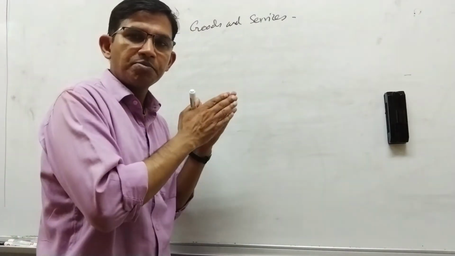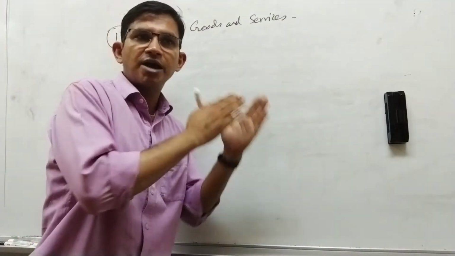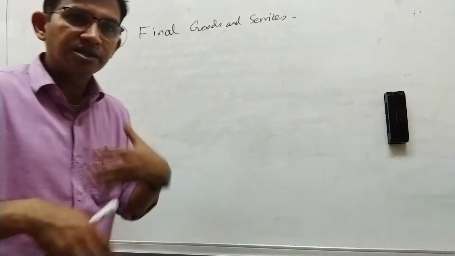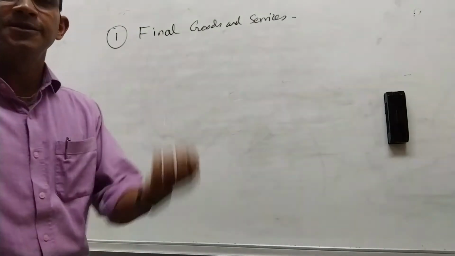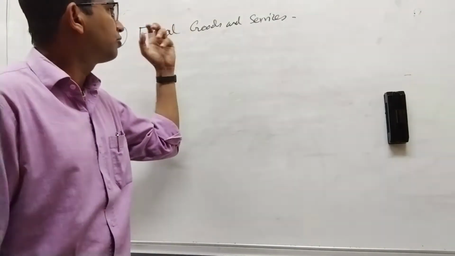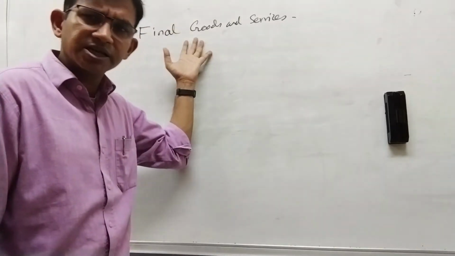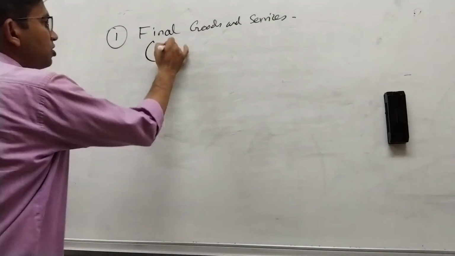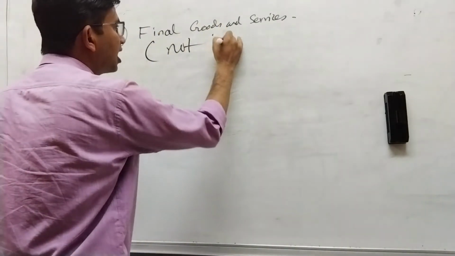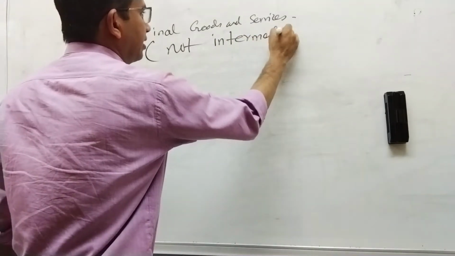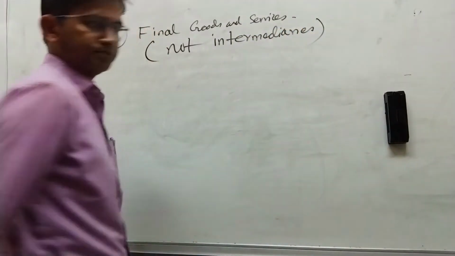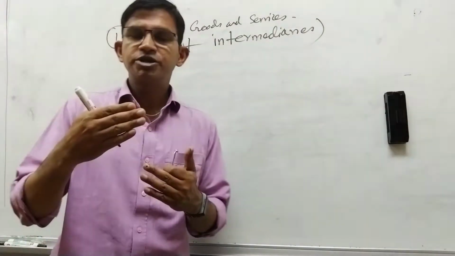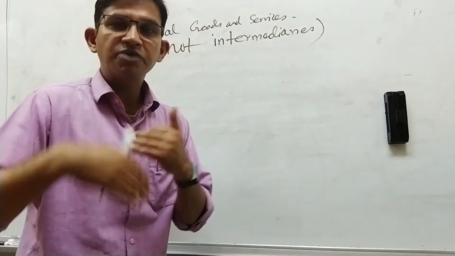So if we separately calculate the value of the tires sold by MRF company to Toyota company, then there will be double counting of the tires. That's why we have to measure only the value of final goods and services, not the intermediaries. So we should not include the intermediary goods. What does intermediary mean? The commodities, the goods which are being used for any further production.